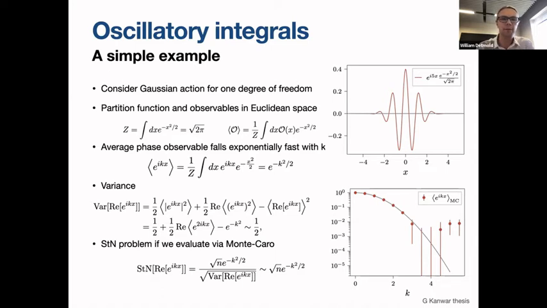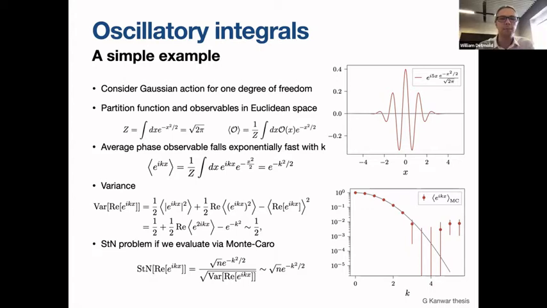So if I take the average phase as an observable, you can easily see that this falls exponentially fast with k. I just plug in O of x equals e to the ikx, and then I do this Gaussian integral via completing the square, and this is just given by e to the minus k squared over 2.